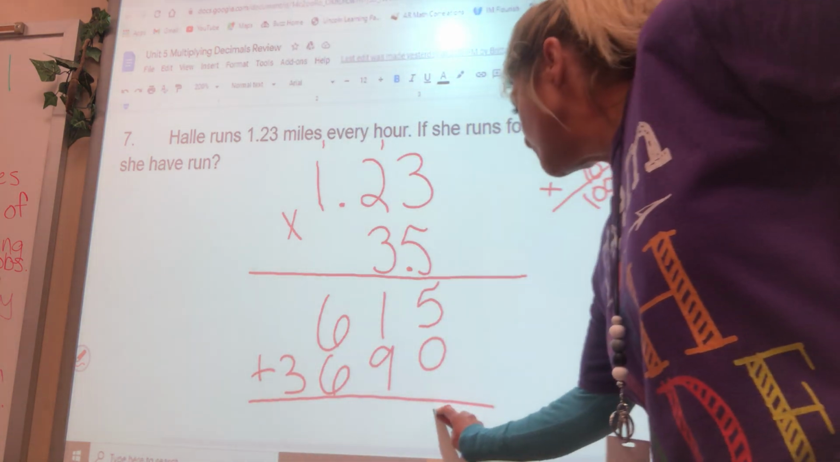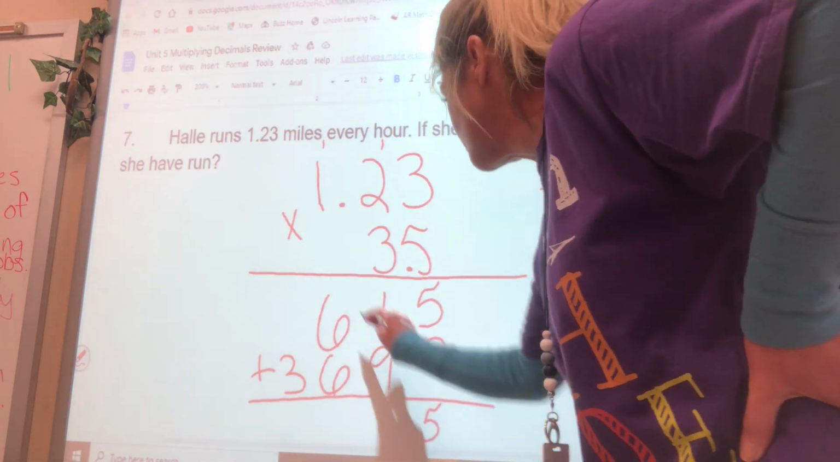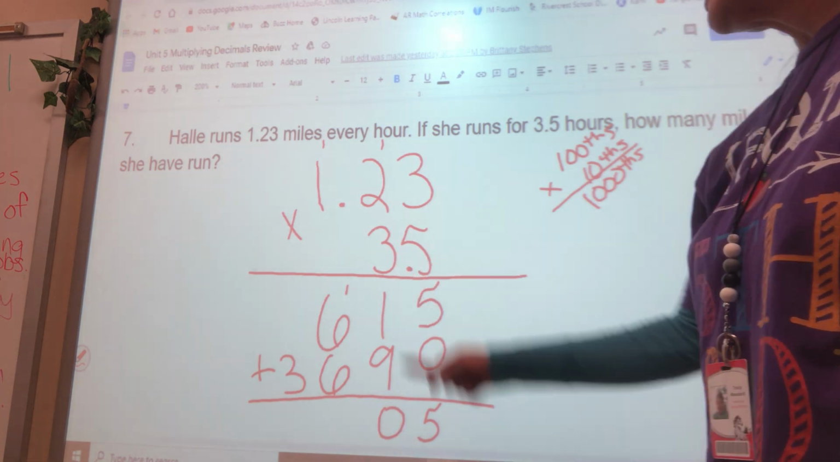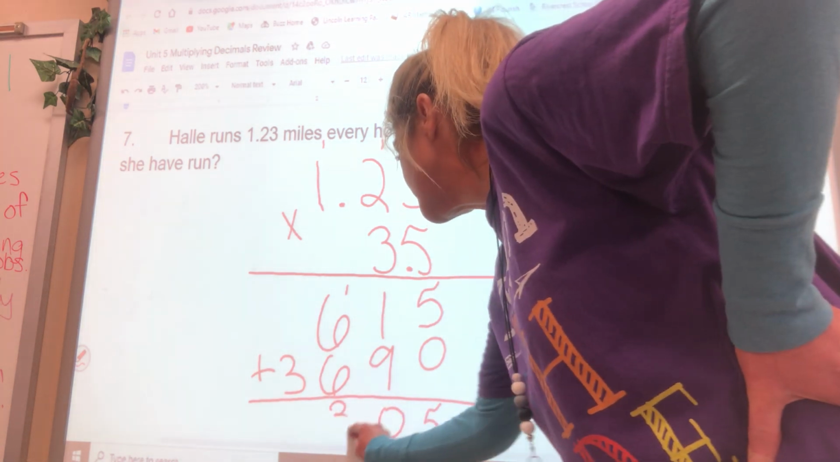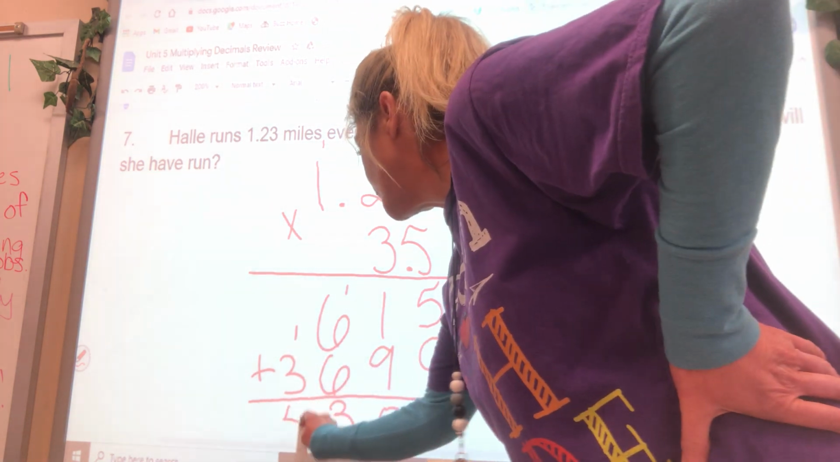5 plus 0 is 5. 1 plus 9 is 10, so we'll carry the 1. 6 plus 6 is 12, plus the one that we carried is 13. And 3 plus 1 is 4.